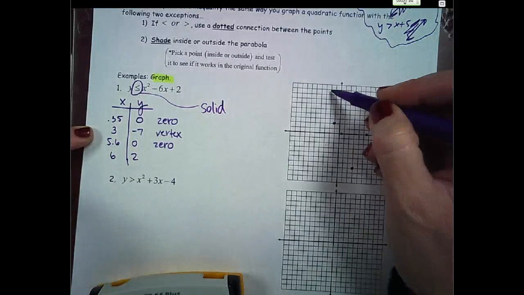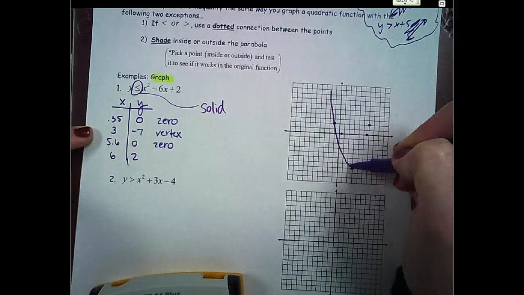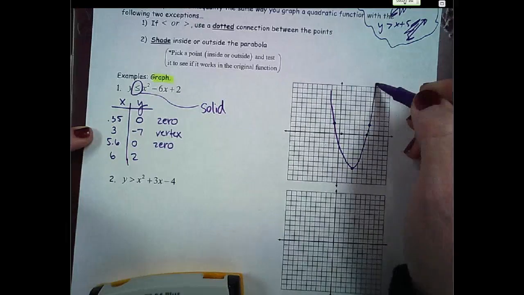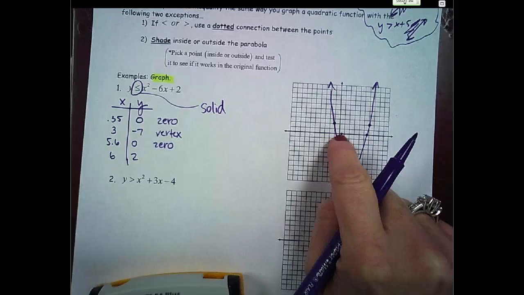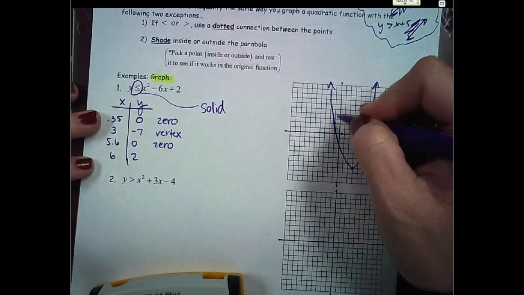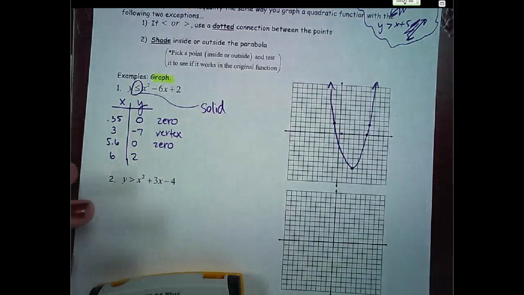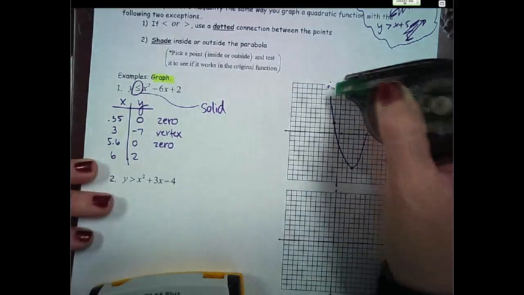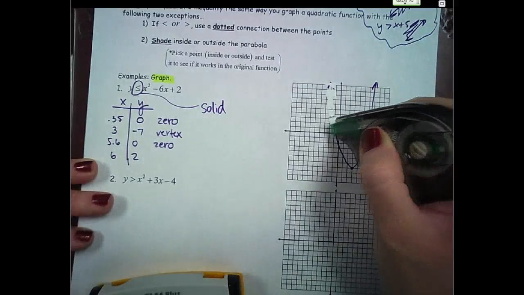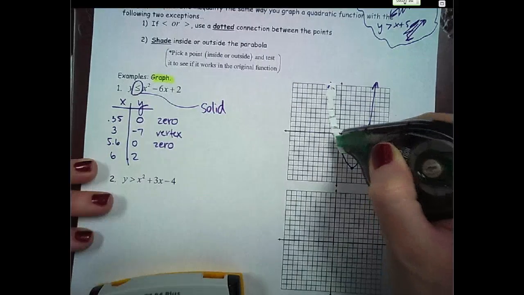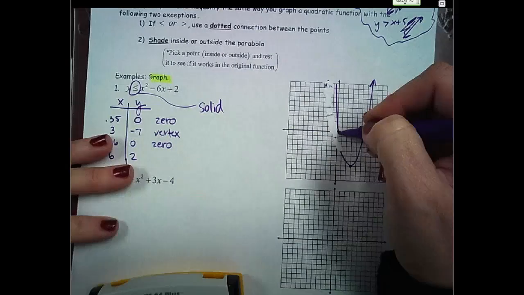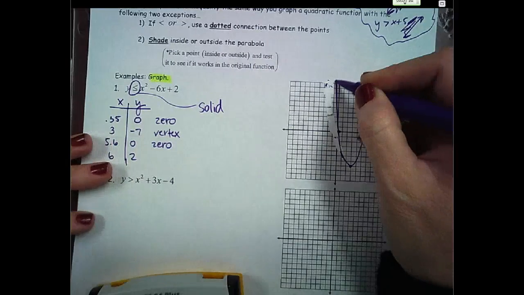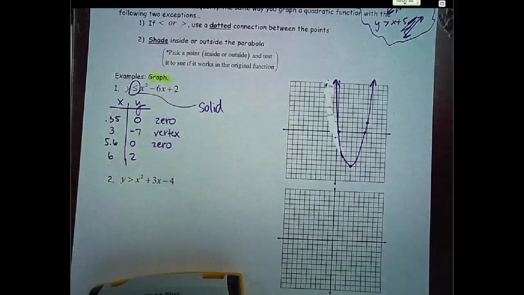So here it is. Oh, I missed a point. Be careful when you graph. I missed this point right here. I missed my 0. Okay, so there's my parabola.